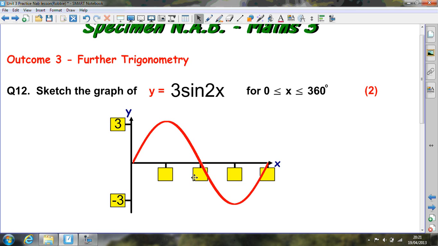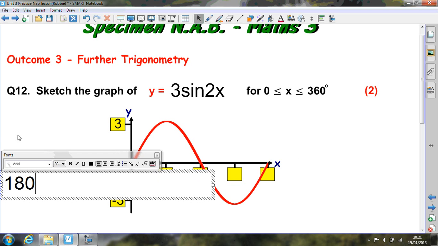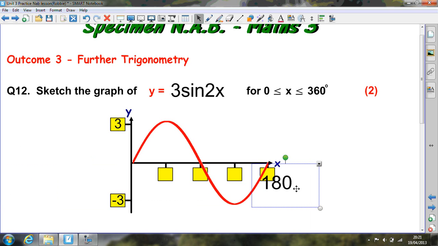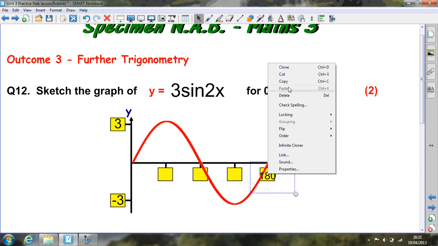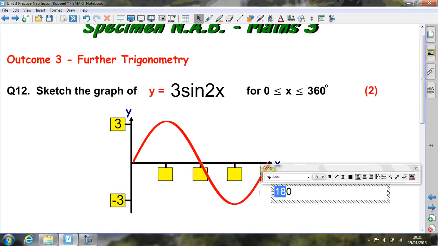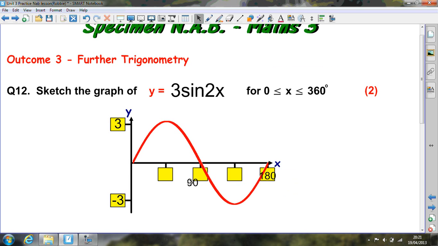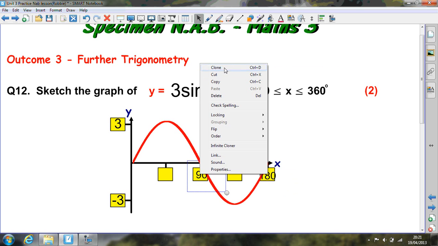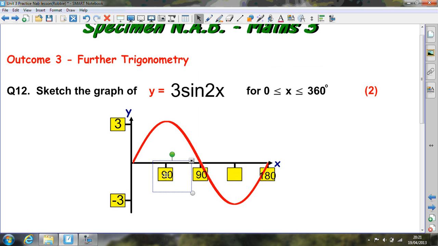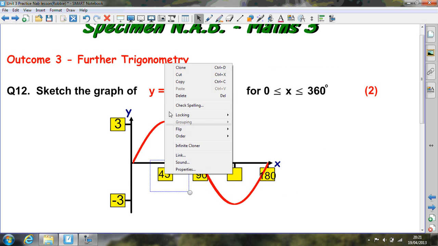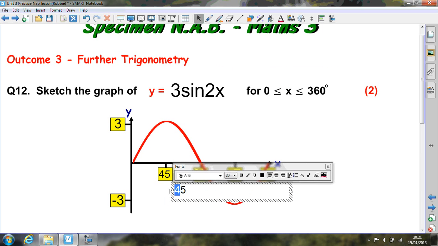You could draw 2 waves, but I think drawing one's easier. But that means one wouldn't stop at 360. One would stop at 180. 2 would carry on to 360. And then you can fill all your wee parts in. So 180, that means that would be 90. And this would be half of 90, which is 45. And this would be 45 on from 90, so that would be 135.